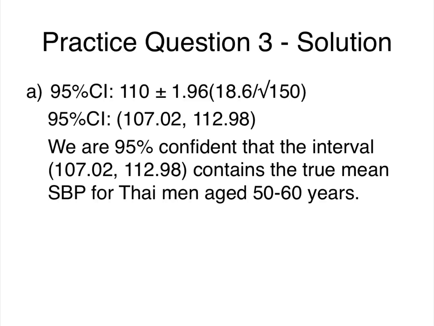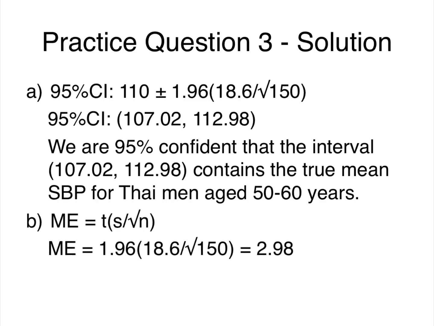Our margin of error is already calculated for our confidence interval formula. It's what we add and subtract from our sample mean. So this is 2.98. And this margin of error measures the accuracy of our sample estimate of the true mean. And it tells us the maximum amount by which the sample mean results are expected to differ from those of the actual population. And our final question was, what can we do to decrease the margin of error?